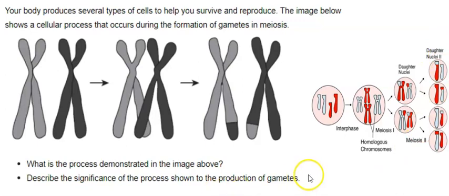Okay, so using all of that information, remember you've got two parts to answer, a 1 and a 2. You've got to name what this process is and then explain why it's important.